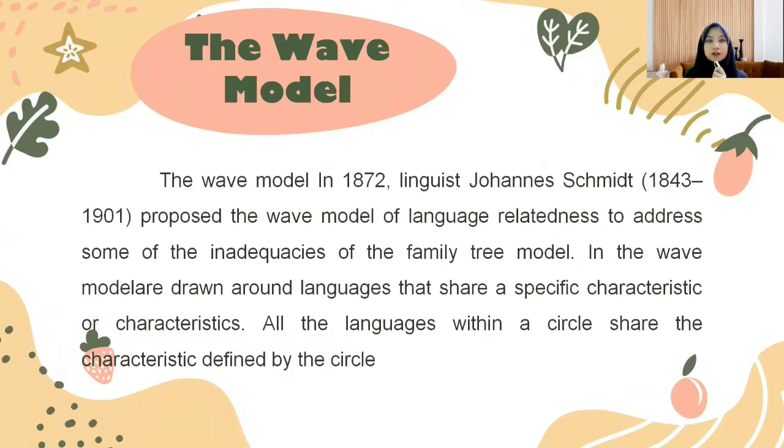The wave model. In 1872, linguist Johannes Schmidt proposed the wave model of language relatedness to address some of the inadequacies of the family tree model. In the wave model, circles are drawn around languages that share a specific characteristic or characteristics. All the languages within a circle share the characteristic defined by the circle.